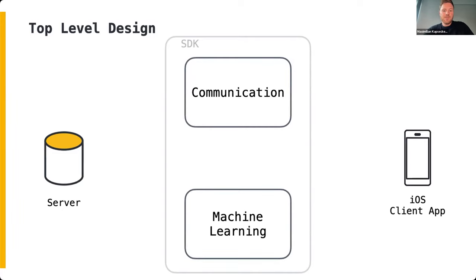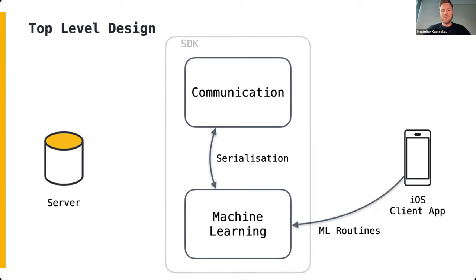The machine learning subsystem provides core ML routines, which include data preparation, fitting, and evaluating the on-device machine learning model. With this subsystem, developers can integrate machine learning models directly into their iOS application, given some restrictions that we detail later. The SDK provides, furthermore, the serialization and deserialization of data structures between these two subsystems. This includes transforming formats such as protobuf, NumPy, and Swift arrays, allowing for data exchange between the systems.